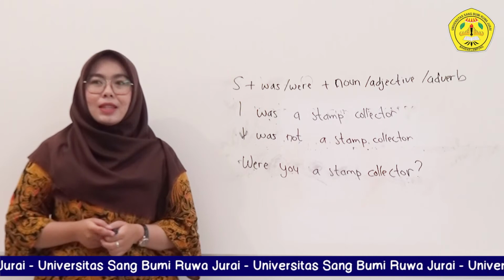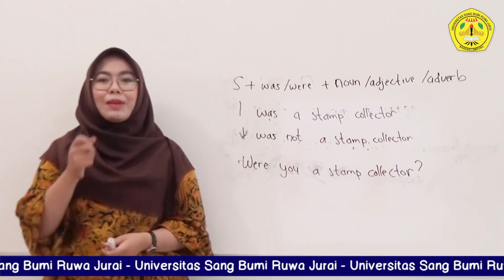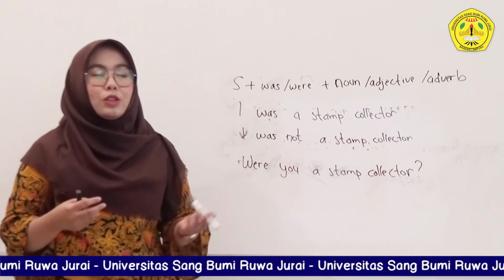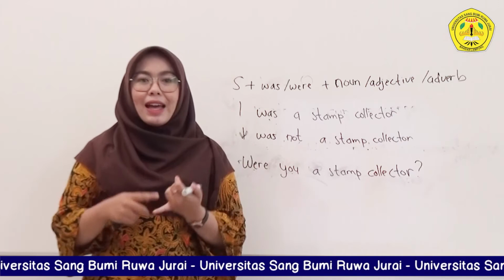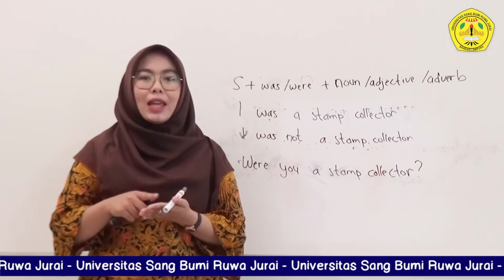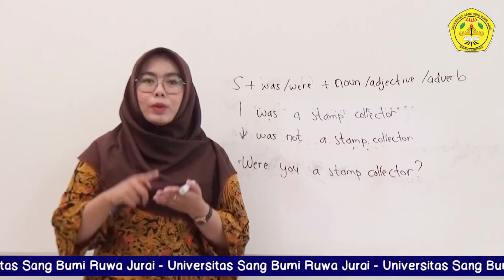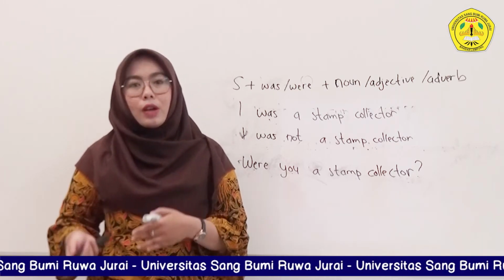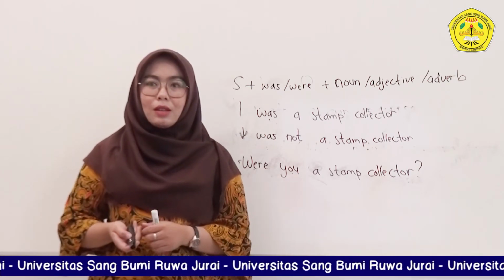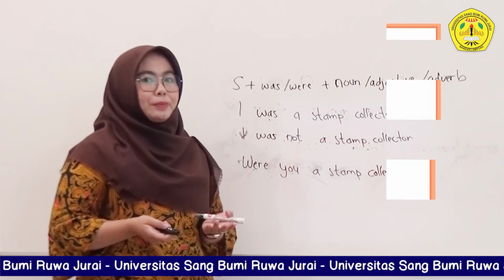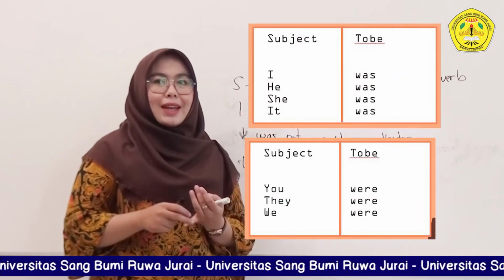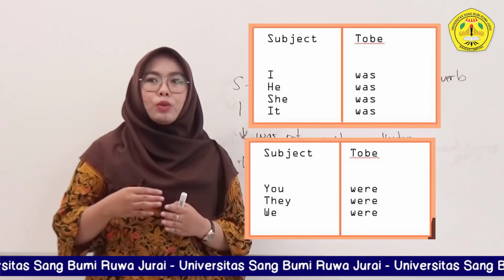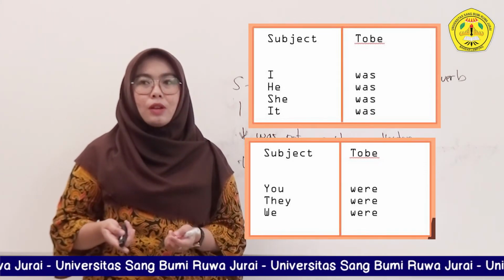Okay, this is the explanation about subject plus to be. Yeah, when do we use was? When do we use were? You can see on the slide. Yeah. I, he, she, and it, the to be is was, and they, you, we will use were as the to be. Okay, this is plural and singular. Singular, I, he, she, it will use was, and plural, you, they, we will use were as the to be.